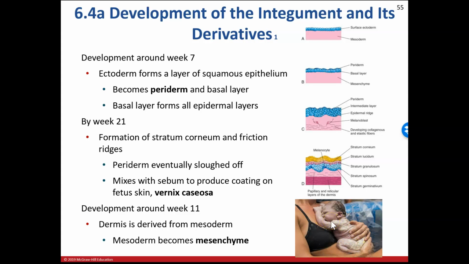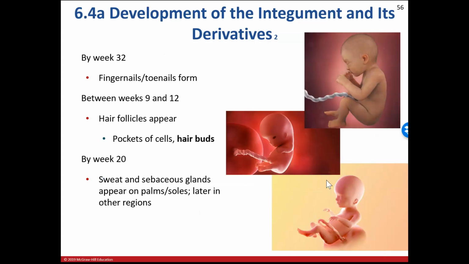And then the development that takes place around week 11, we see that the dermis is going to be derived by the mesoderm. So that's what we're really seeing, where we have mesenchyme and the light pink layers over here. And then we could see that they eventually will differentiate into the papillary and reticular layers. By week 32, which this is what the baby looks like in the womb at week 32, the baby will develop fingernails and toenails.